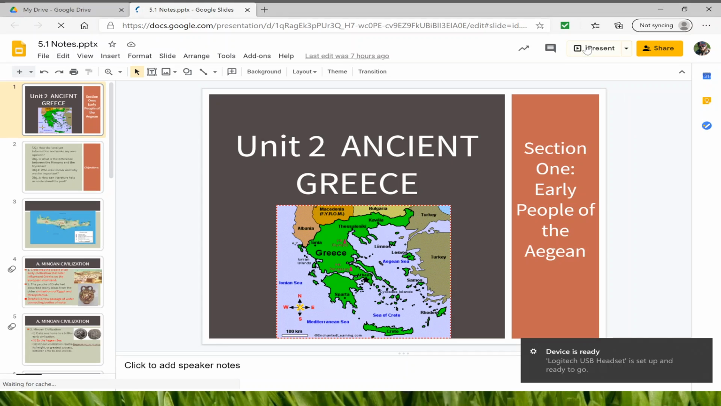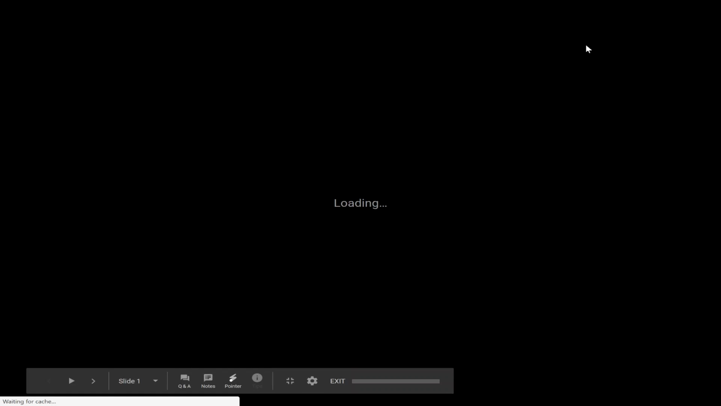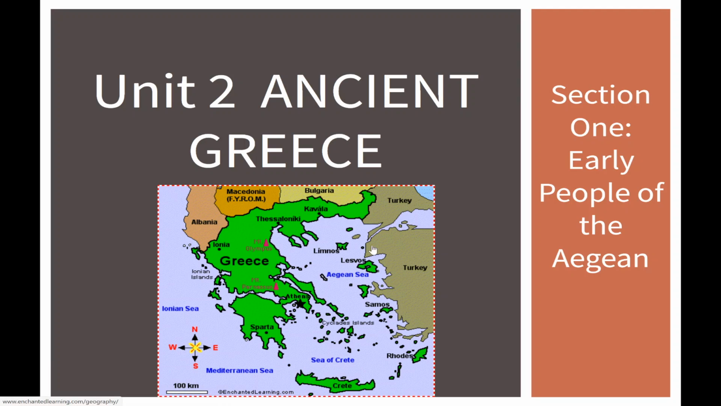And when we say the Aegean, the reason we're talking about that is the Aegean Sea separates Greece from Turkey. I'm sorry, not Italy, Greece from Turkey. It separates these two areas in this little inlet of the Mediterranean. And so we're going to be talking about the earliest people here.